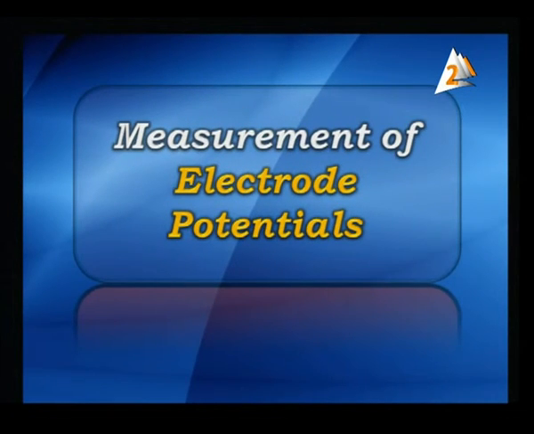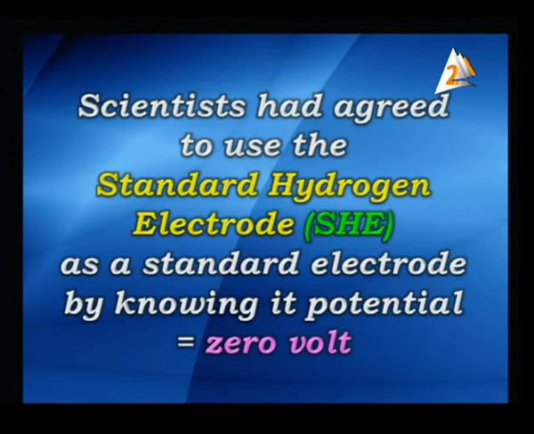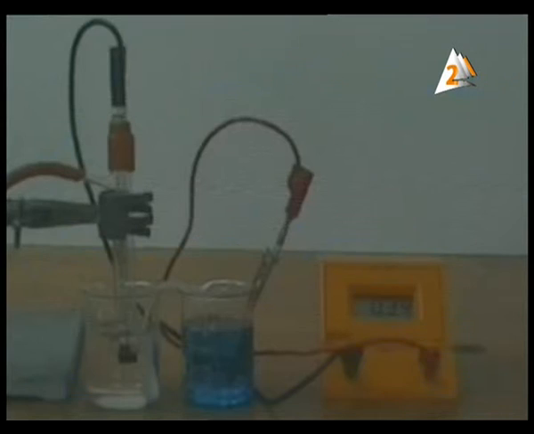Now, we have the measurement of electrode potential. What is meant by electrode potential and the function of this part? Let's go see. Electrode potential means the scientists agreed to use the standard hydrogen electrode, SHE, as a standard electrode, by defining its potential as equal to 0 volt. What does this mean? This we will learn.